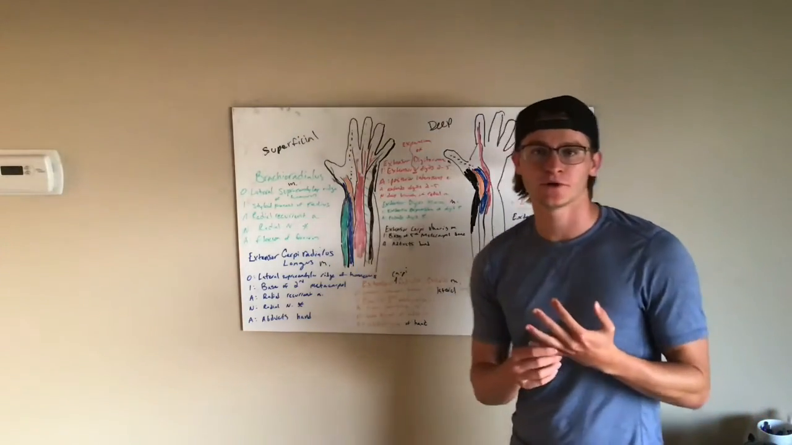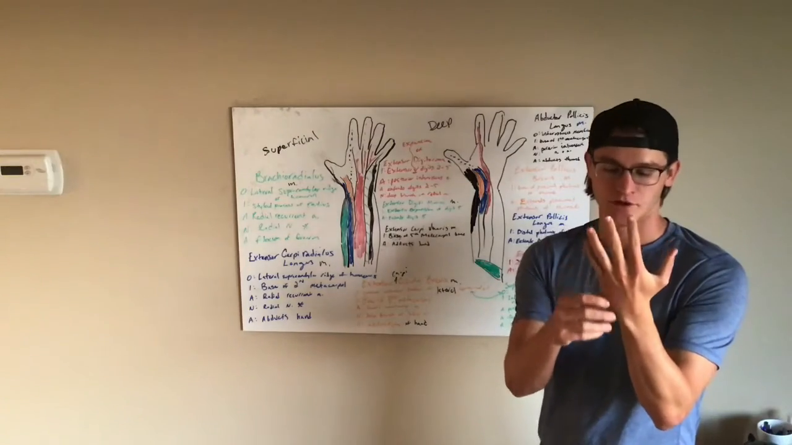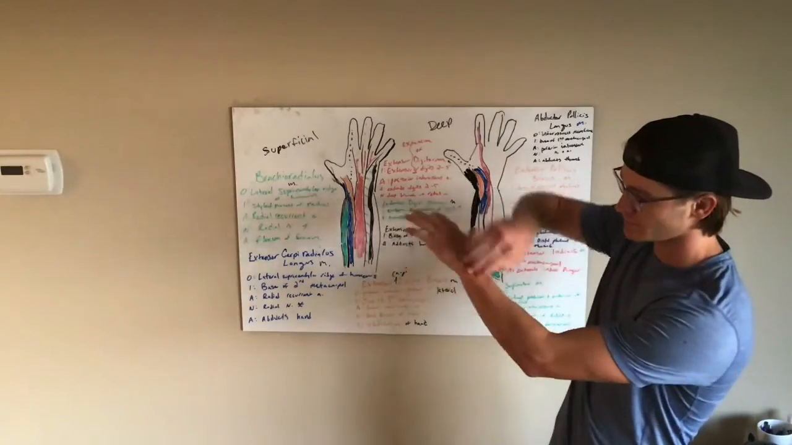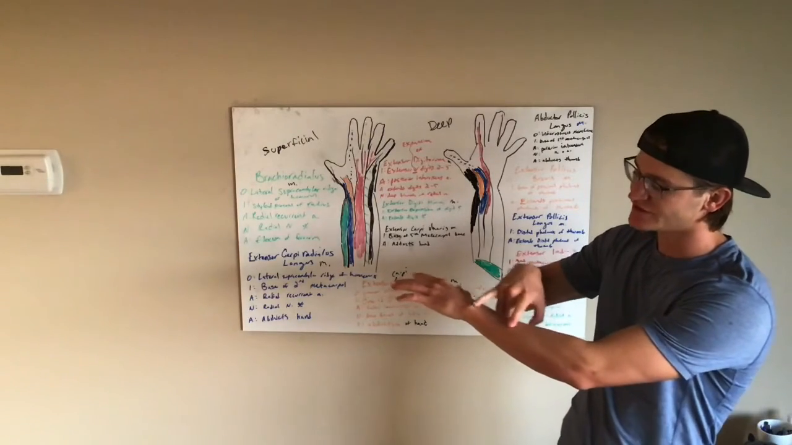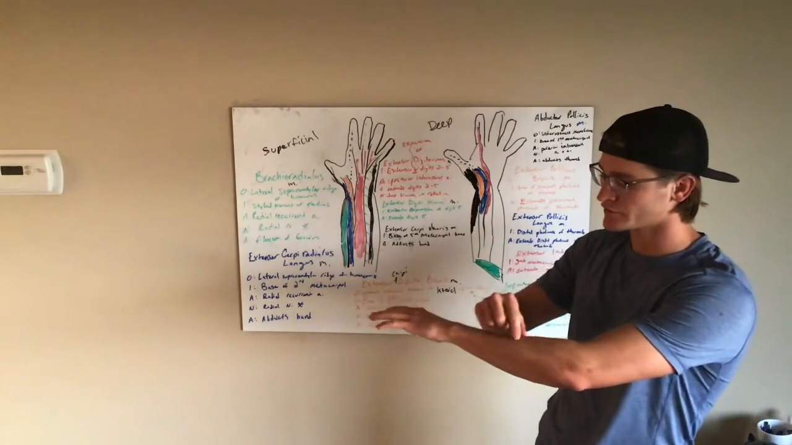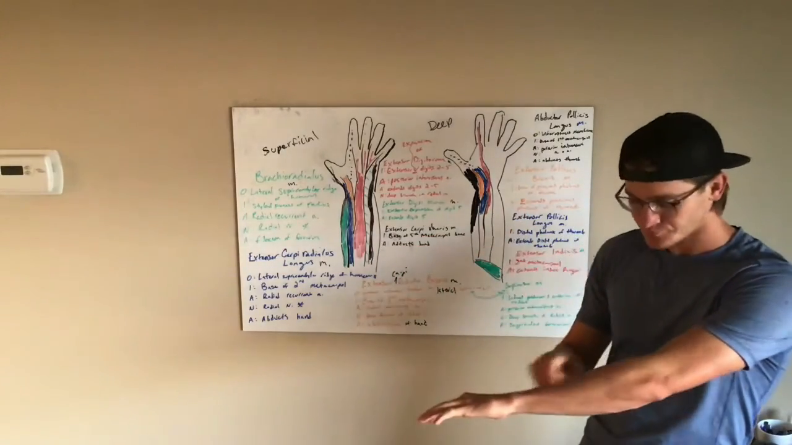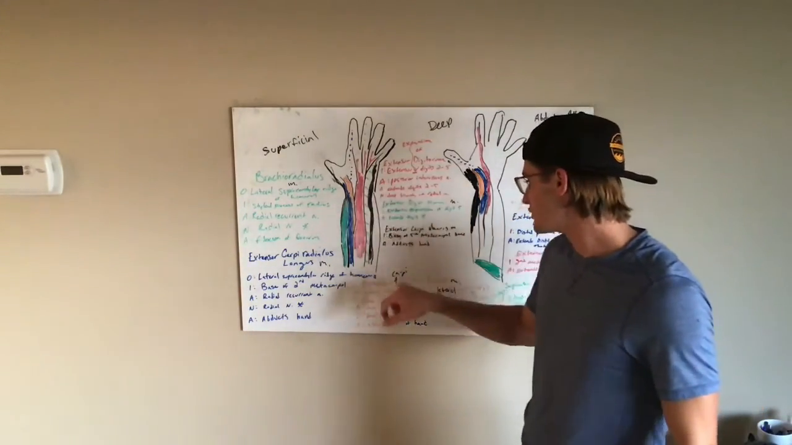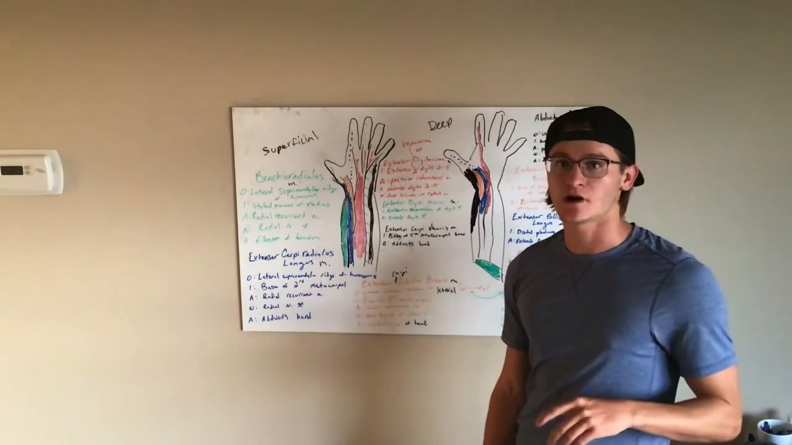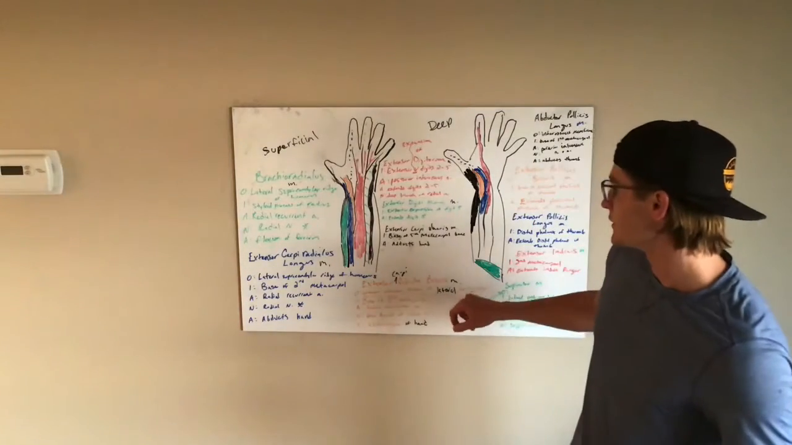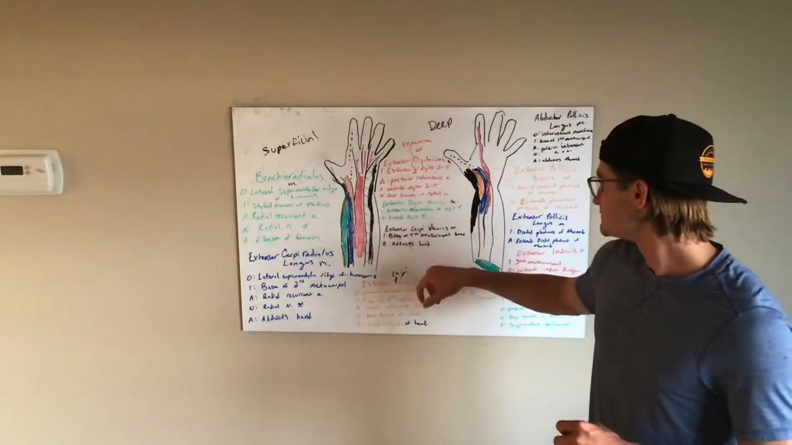Extensor digiti minimi. It's a fun little one to say, but that's going to attach at the base of the fifth metacarpal. So we have our extensor digitorum, and then you have the extensor digiti minimi. It's going to be a very small muscle, and it inserts up at the pinky. And remember, we have the same origin. It's a common extensor tendon of the lateral epicondyle. So that's going to be our common origin for all these.